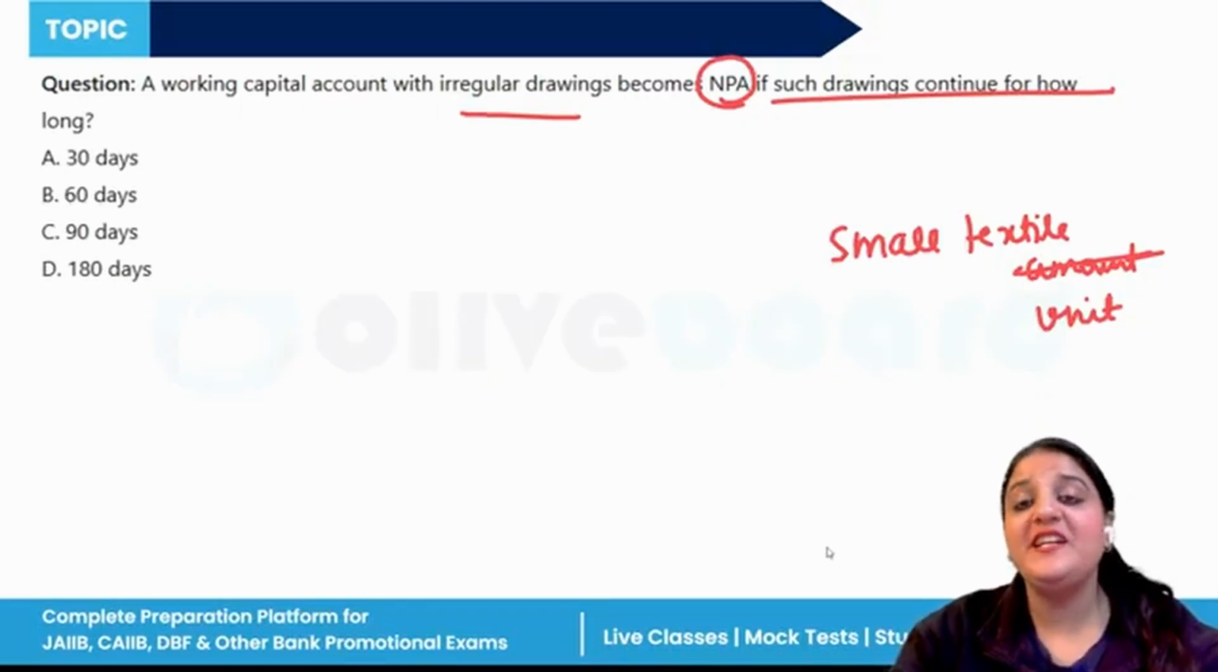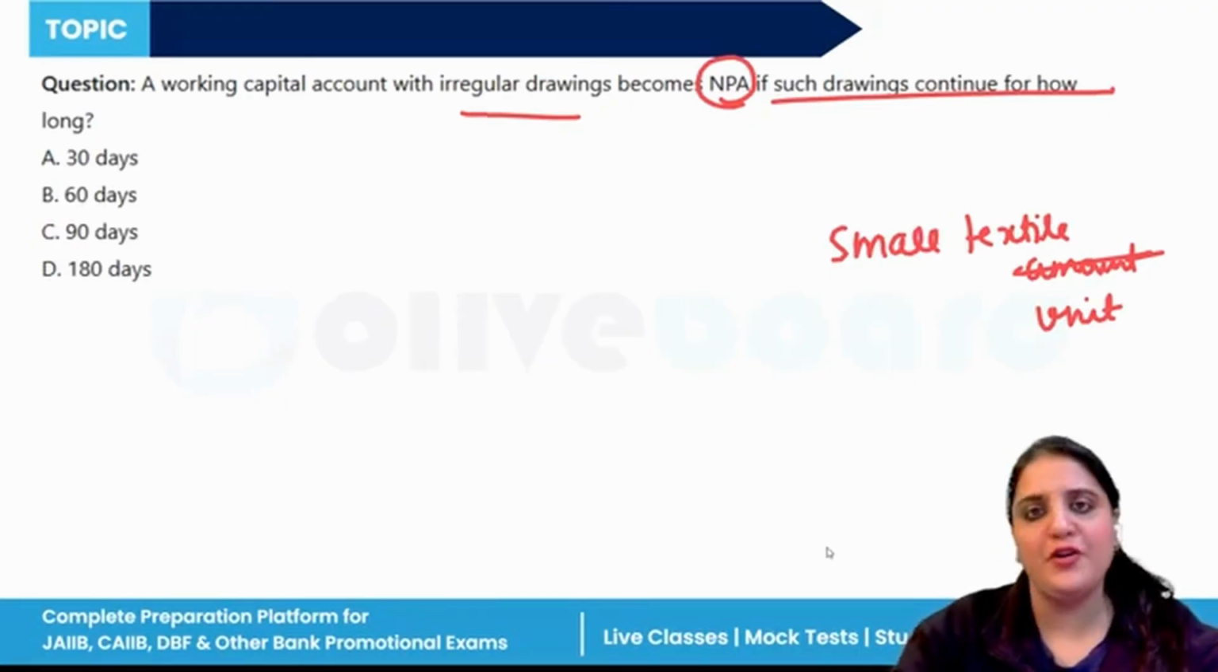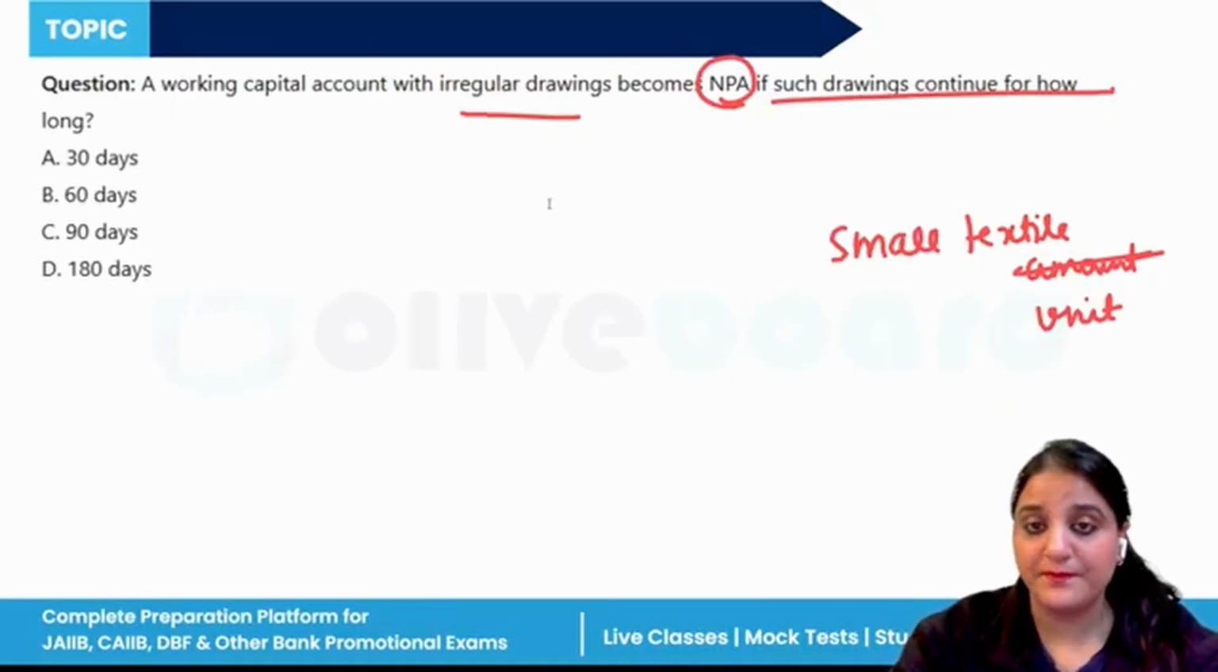An account with temporary deficiencies may not be immediately classified as NPA. Drawings should be covered by adequacy of current assets. If irregular drawings continue for 90 days, the account becomes NPA. Regular and ad hoc credit limits must be reviewed and regularized within 3 months.